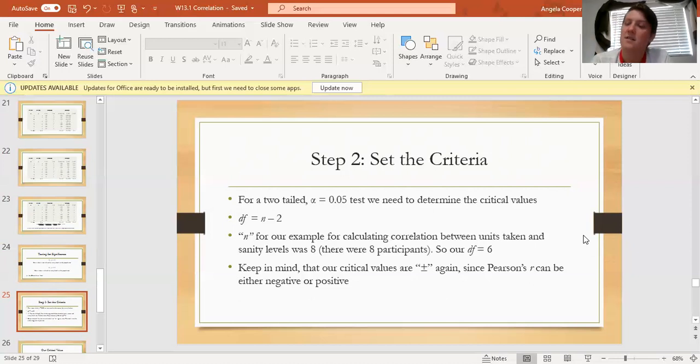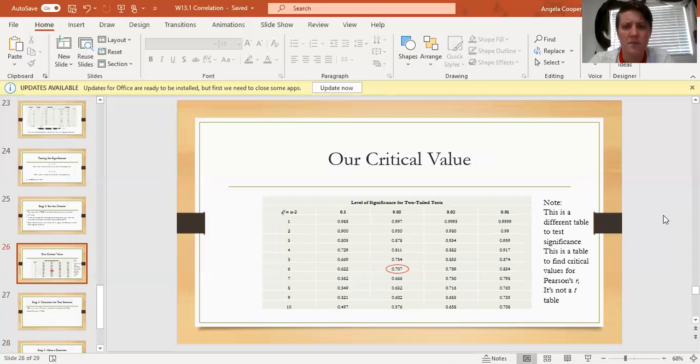Boom, cool. So we are going to use a table to determine our critical values. Since Pearson's R can be positive or negative, keep in mind that our critical values can also be positive or negative, similar to t-tests. The only time your critical values are not positive and negative is for an ANOVA, because that's an analysis of variance. It's only positive. Anywho, this is a different table to find the critical values. This is a Pearson's R table, not a t table.